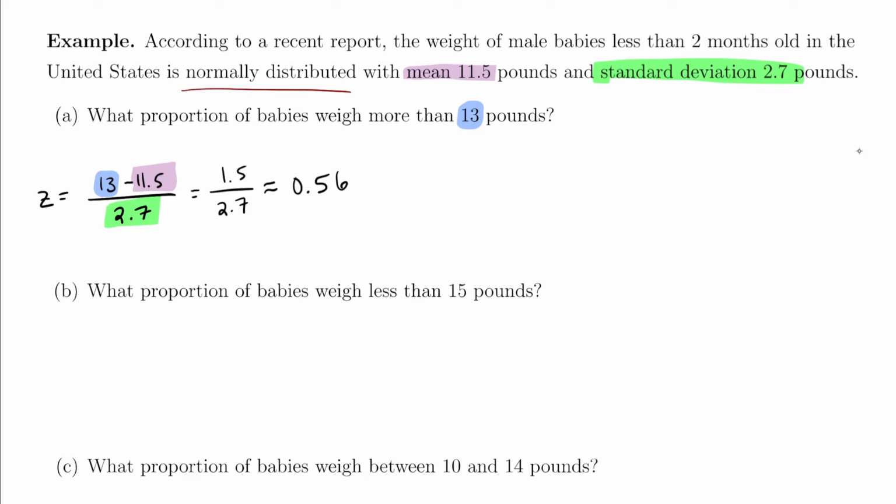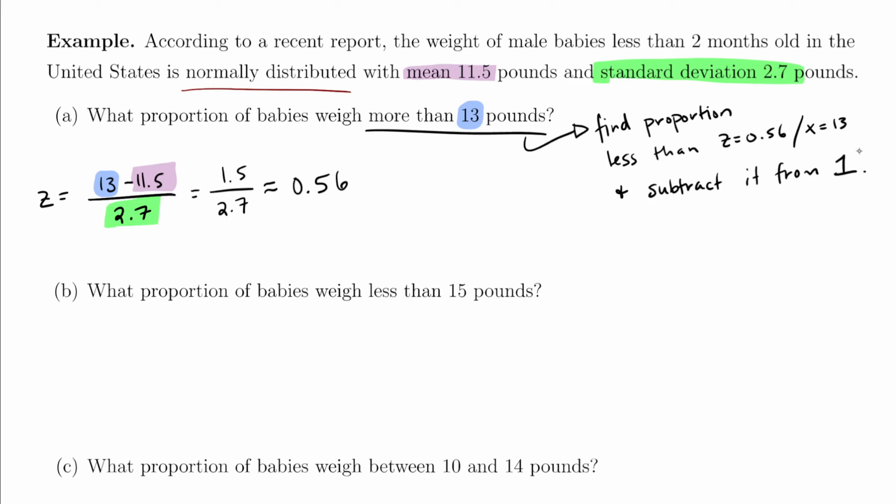Now I need to keep in mind, whenever you look at this in the cumulative normal distribution chart, the area you're going to get is area to the left. But since they want us to find the value that weighs more than 13, the chart does not give us that directly. So instead, we need to find the proportion that is less than our z-score of 0.56 from the chart, which is equivalent to the x value of 13, and then take that value and subtract it from 1. That's how we're going to get the more than.